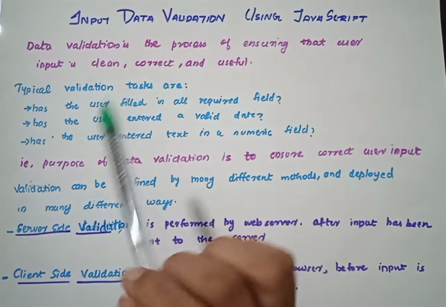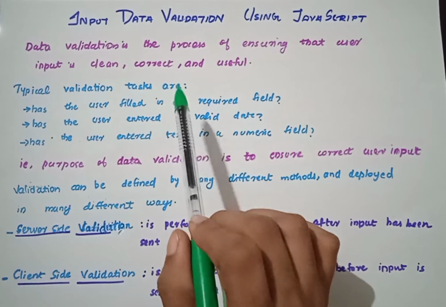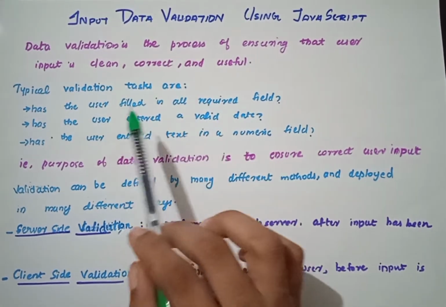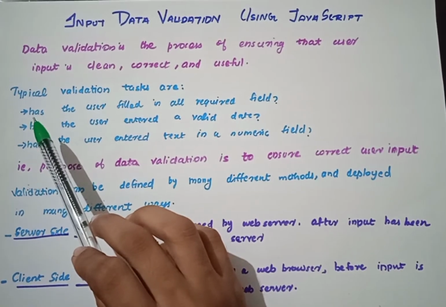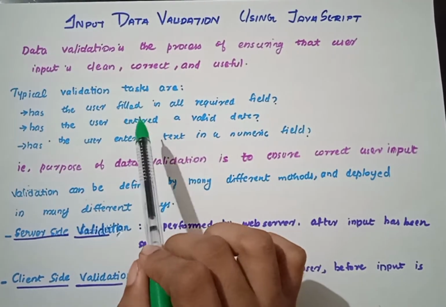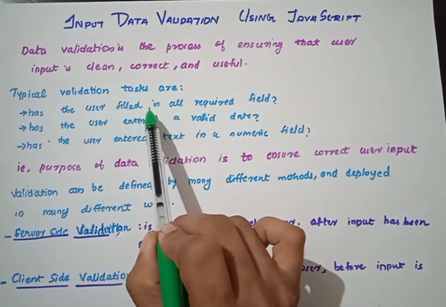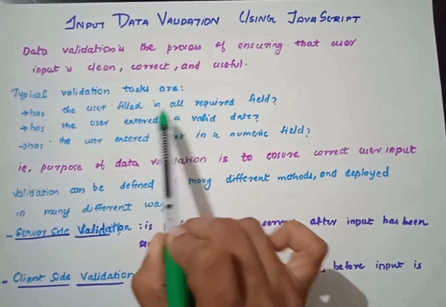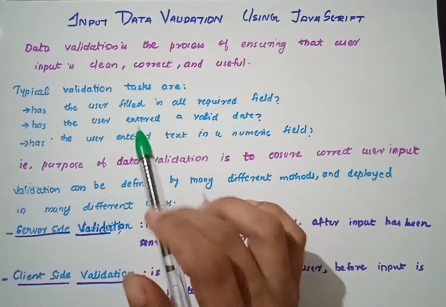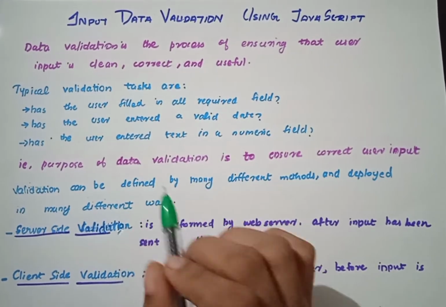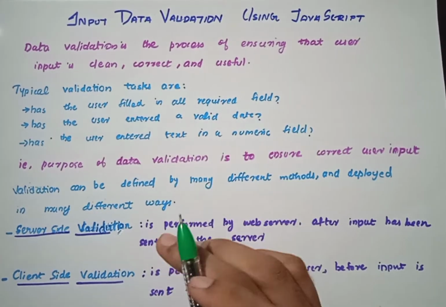JavaScript. So the typical validation tasks are what this concept deals with. Let's see what they are. First one is, has the user filled in all required fields? In every form that we fill, you can see some fields are starred, and that is mandatory to fill before you submit the form.